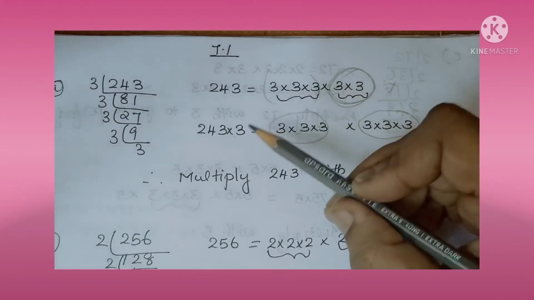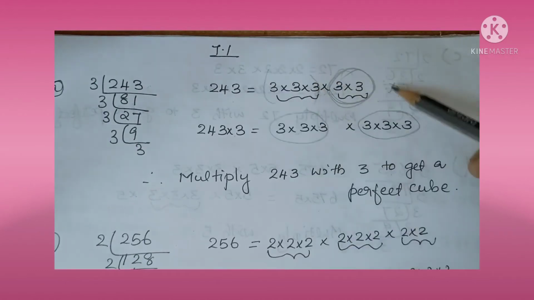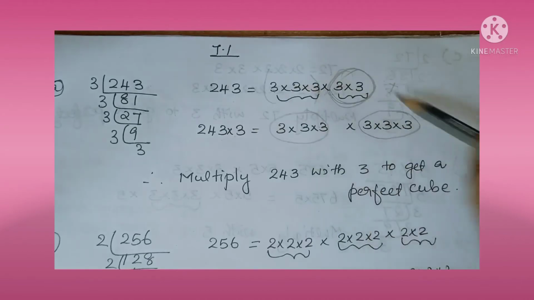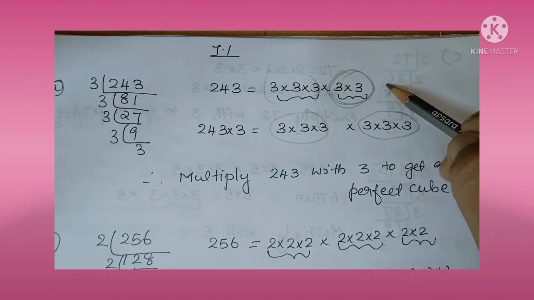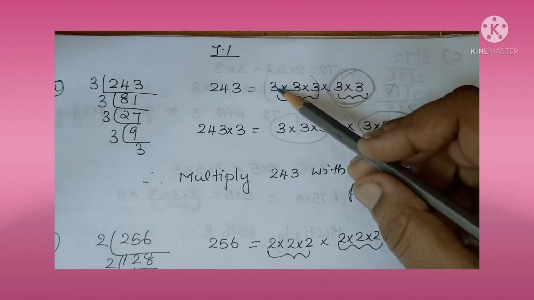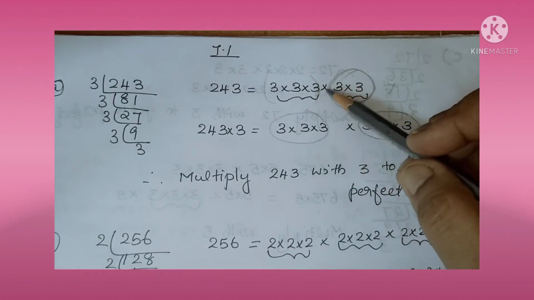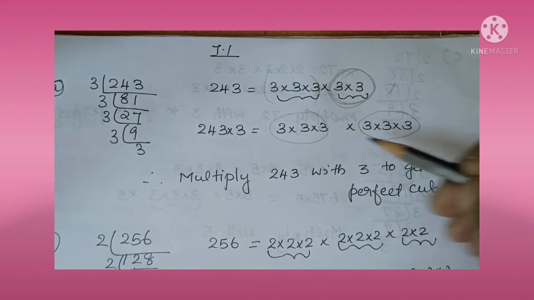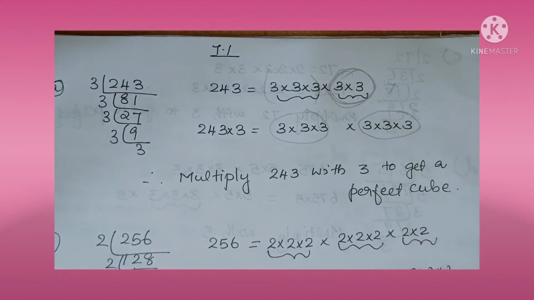To make it a cube, we want to multiply. That means multiply 243 by 3, which means we multiply the factorized numbers, that means 3 into 3 into 3 into 3 into 3 into 3. Then only we will get the correct set, that set containing 3 same numbers.